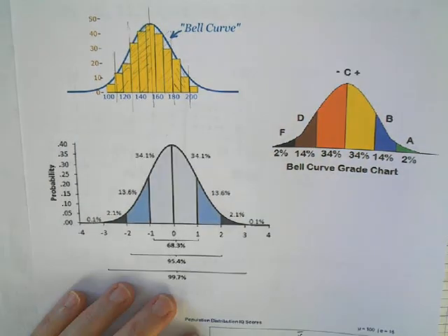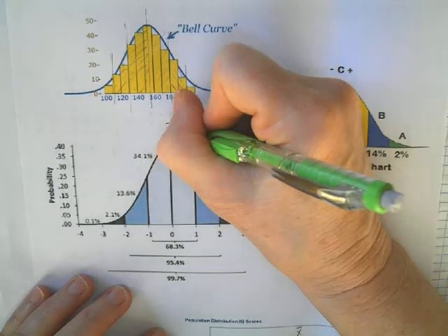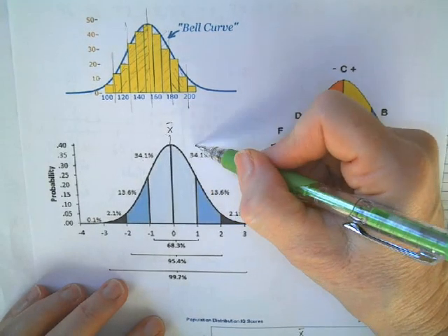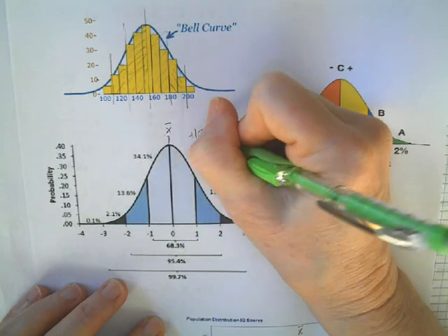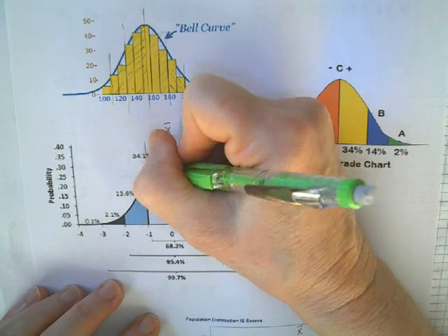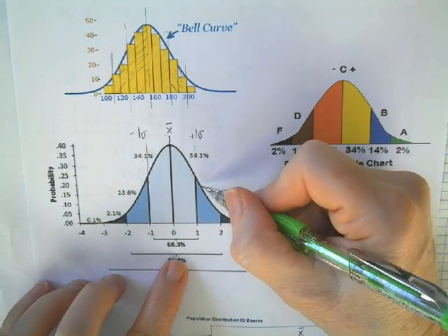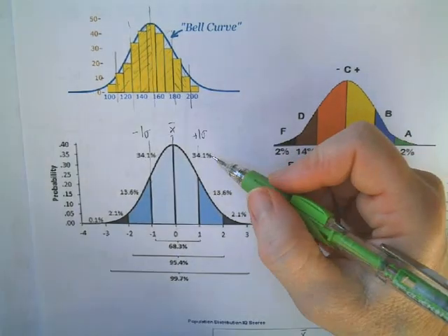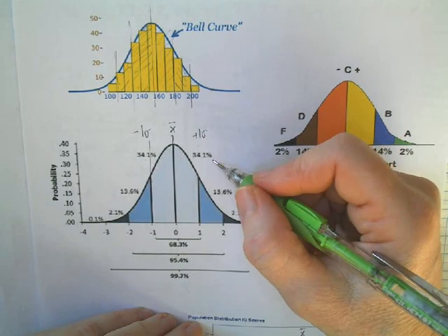Here's the mean right here, and if the data is normally distributed, 34% of it will be above the mean by 1 standard deviation. This is plus 1 standard deviation above the mean, and 34% of the data will be 1 standard deviation below the mean, and then etc. So this is what we are talking about when we say a normal distribution. If something is normally distributed, this is how the data works out.